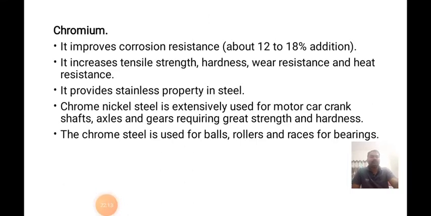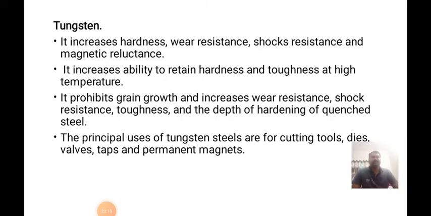Then next is the tungsten. It increases the hardness, wear resistance, shock resistance, and magnetic reluctance. Magnetic reluctance means the magnetic properties. Okay, then it increases the hardness, wear resistance, shock resistance. It increases the ability to retain hardness and toughness at high temperature. We know that the melting point of tungsten is very high.